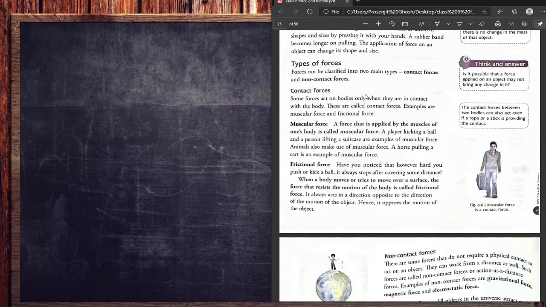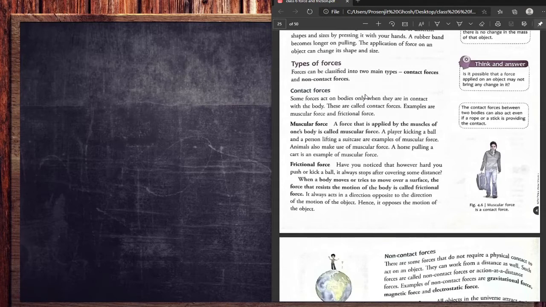Okay, so there are two types of forces. Make sure you are writing this down in your copy. What should be the question? How many types of forces are there? So the answer is there are two types of forces. Number one, contact force. Number two, non-contact forces.